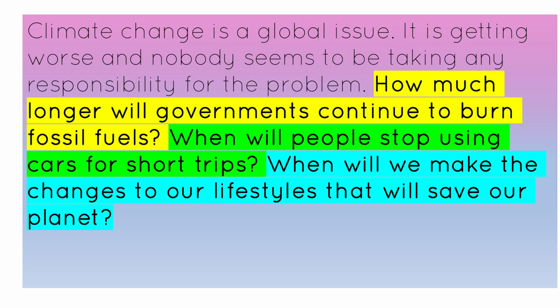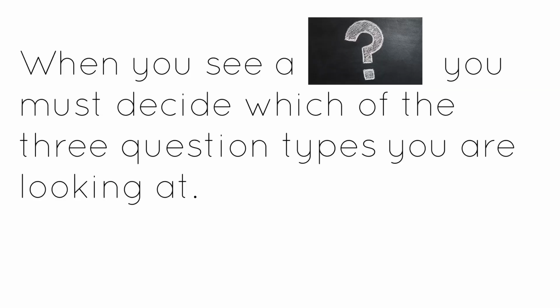Okay, and it's easier to see them if I add color to them. So the yellow, green, and light blue there. So this is a series of questions. There's 3 questions in a row. You could call it 3 rhetorical questions in a row, I suppose, but it's just easier to call it a series of questions.